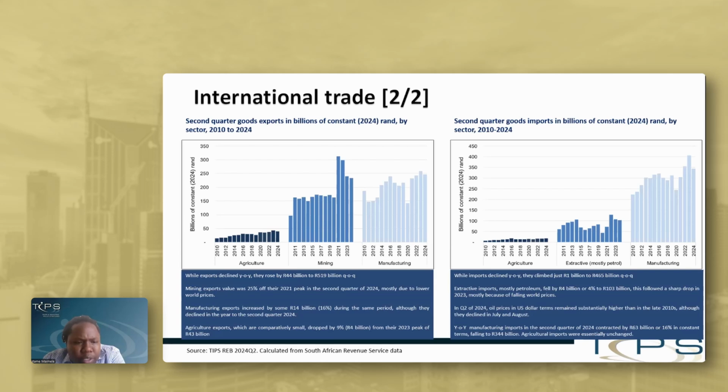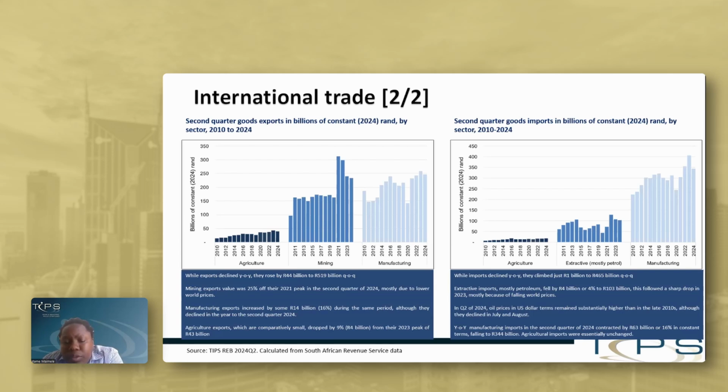Then in terms of manufacturing, exports increased by around 14 billion rand, 16% during the same period, although they declined in the year to the second quarter. Then agricultural exports, which are comparatively small, as you can see from the graph, have dropped by 9%, or around 4 billion rand from their 2023 peak of 43 billion rand.